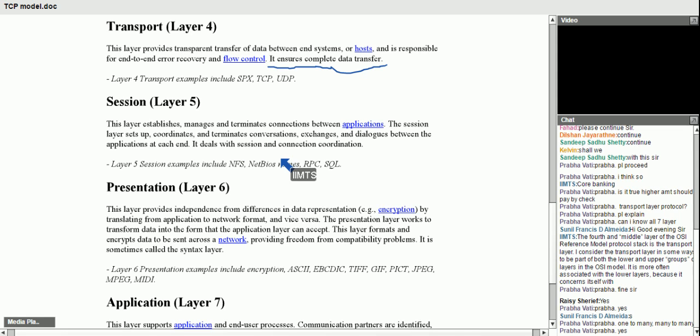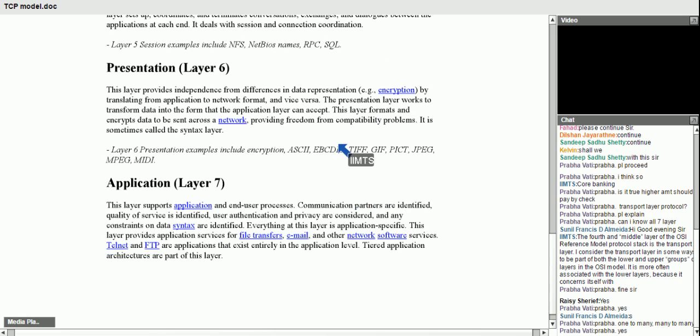So the session layer's role is only defined up to the time that the connection is being established and the exchange of data is going on. Once the exchange of data is complete, it is the responsibility of the session layer to disconnect the two systems. Then comes the presentation layer and finally the application layer.